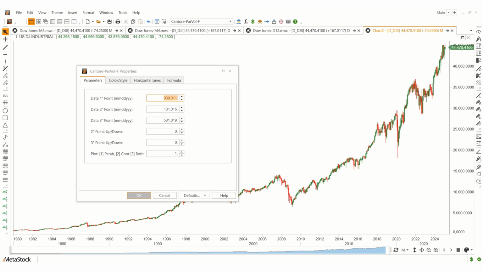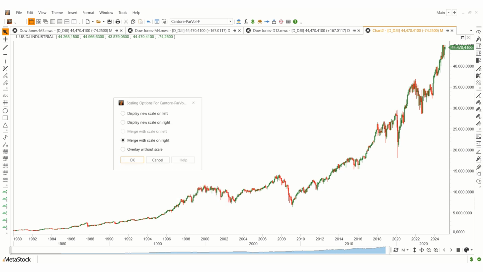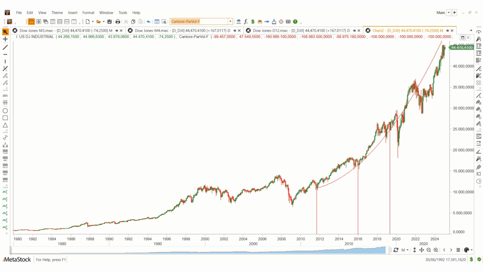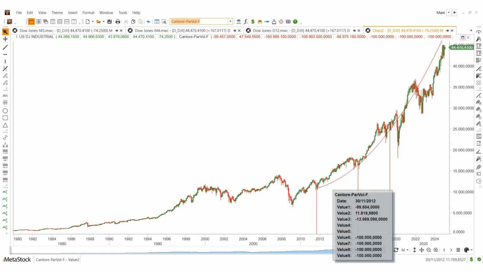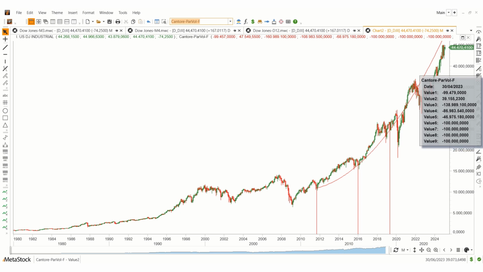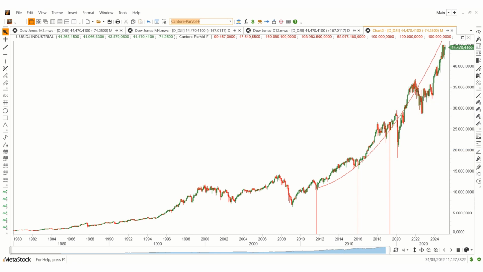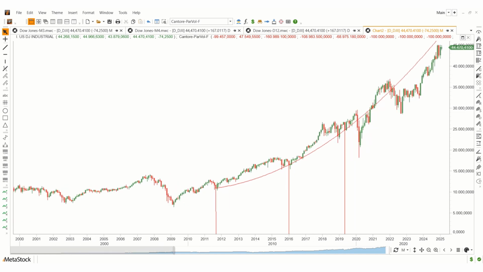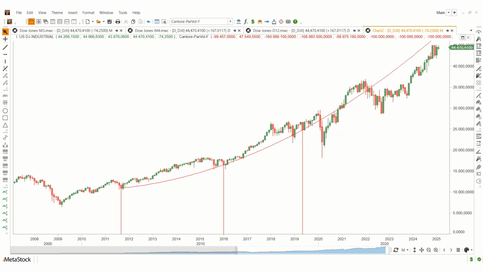In this regard, we drag the indicator onto the Dow Jones chart, and then we will get to know its contents. By clicking on the Merge on the Right Scale command, we immediately get a first parabolic involute by default, which we are now going to get to know in more detail by reducing the time extension of the graph on the screen.